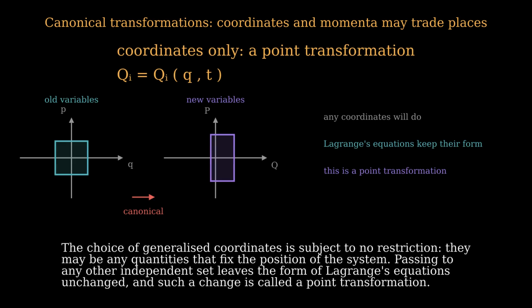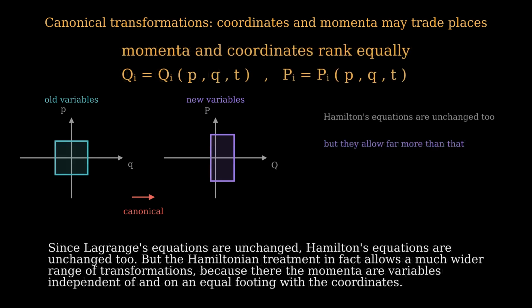The choice of generalized coordinates is subject to no restriction. They may be any quantities that fix the position of the system. Passing to any other independent set leaves the form of Lagrange's equations unchanged, and such a change is called a point transformation. Since Lagrange's equations are unchanged, Hamilton's equations are unchanged too.